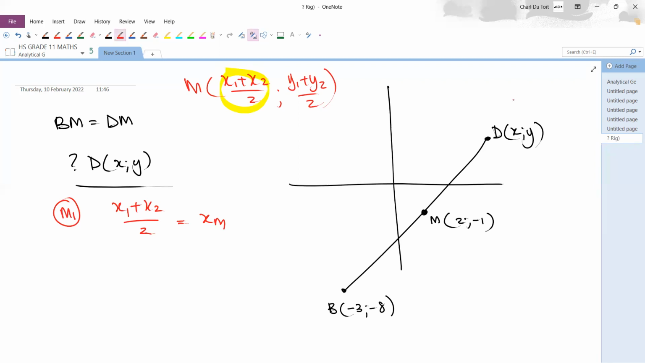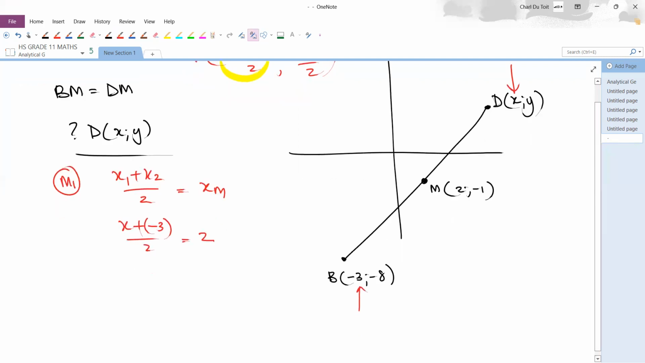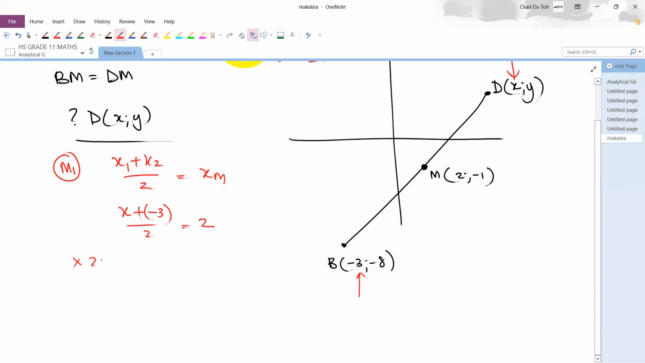So x1 plus x2 over 2 gives me the x value in the middle. The one x is there, I don't know what it is, it's just x, plus the other x, which is -3, divided by 2 gives me the x value in the middle, which is 2. Now I multiply with 2 right through. x minus 3 is 4. Therefore, x is 7. Are you with me?